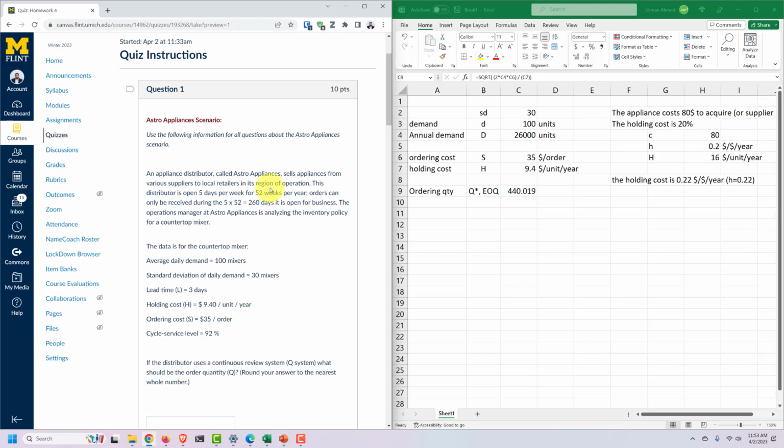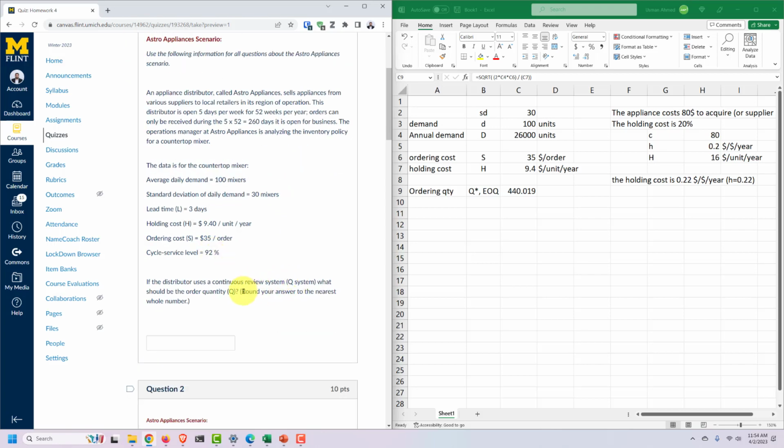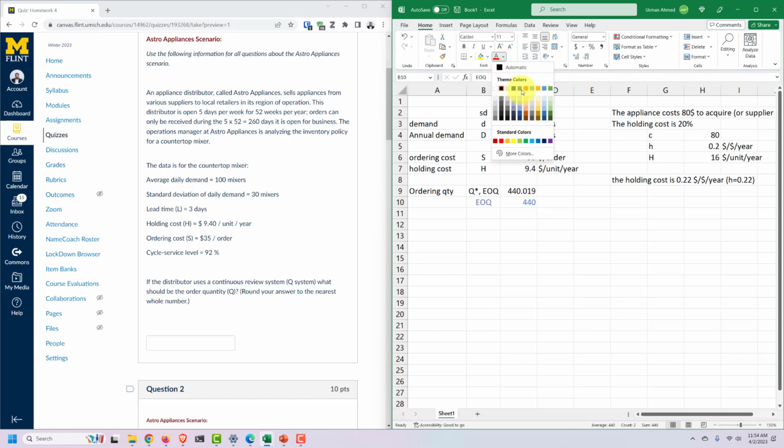Now if we go to the problem, we are asked to round the answer to the nearest whole number. So we are going to round it using the round function. Round this number to 0 places after the decimal, because a whole number has nothing after the decimal. 2 has nothing after the decimal. 2.1 has 0.1 after the decimal. So we just round it to 0 digits after the decimal. So our answer is 440. This is going to be our EOQ quantity for the first question.